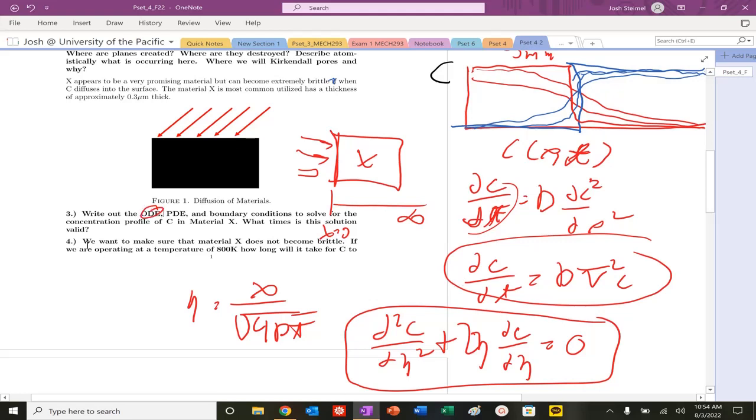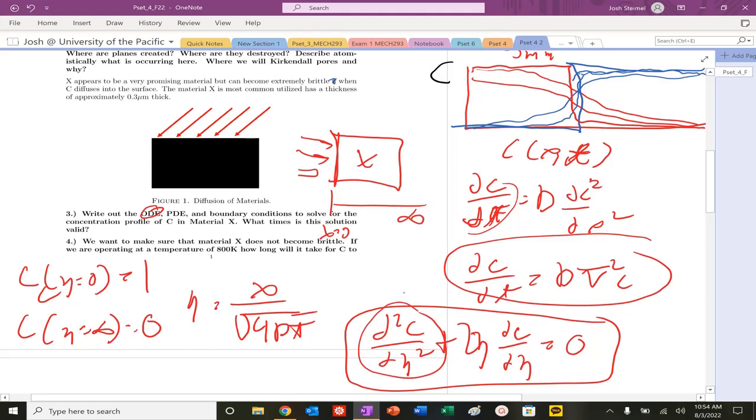What are my boundary conditions? Well, I know that my concentration at η equal to 0, or x equal to 0, is going to be equal to 1. My concentration at η equals infinity, because it'll never reach there, will be 0. So again, this is a second order ODE, so I need two boundary conditions to solve this.